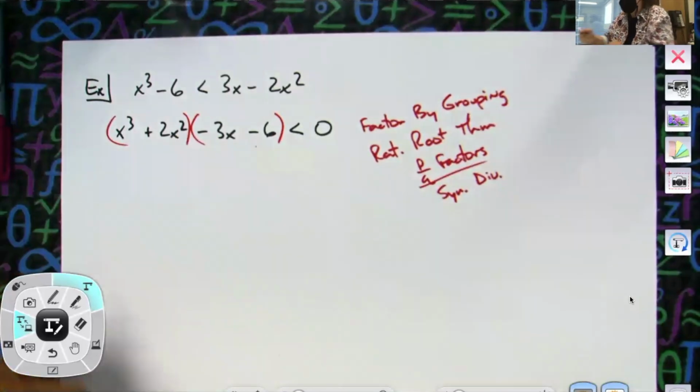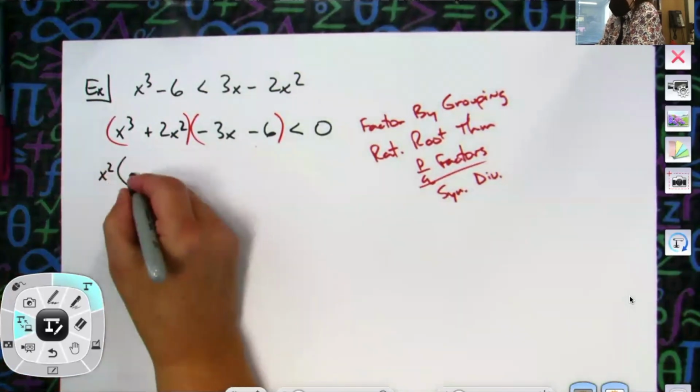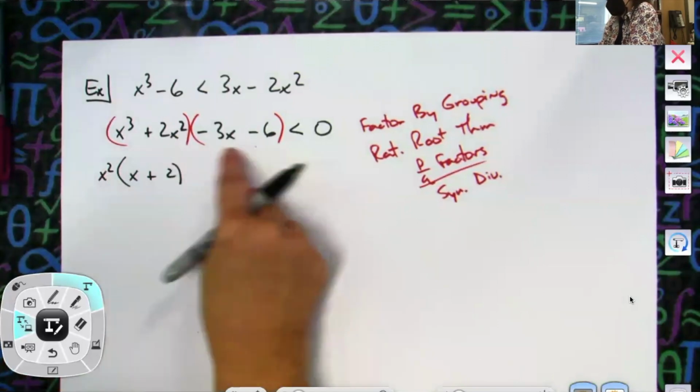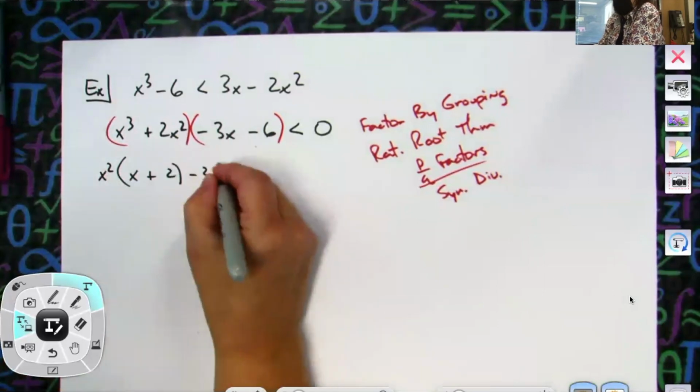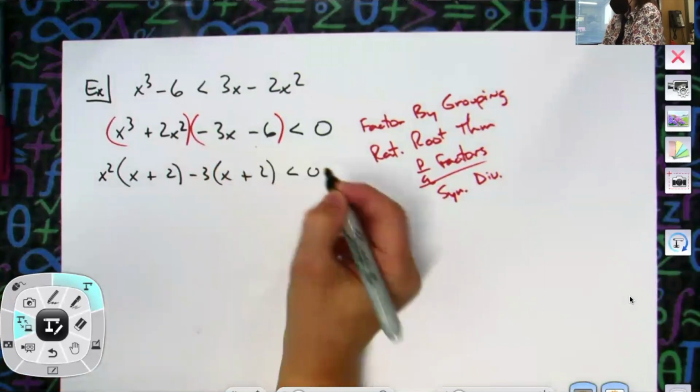Okay, let's see, we can factor out an x squared here. That'll leave me with an x plus 2. What do I have to factor out of this one? Yeah, -3. That's going to leave me then with an x plus 2. All right, and then keep factoring.